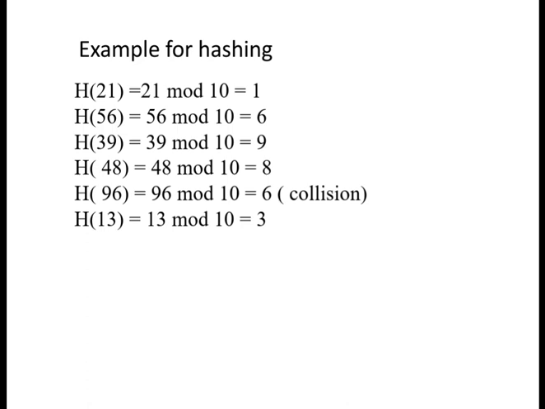h(96) = 96 mod 10 = 6, which is a collision because 6 has already been assigned to 56. h(13) = 13 mod 10 gives rise to address 3 for the value 13.